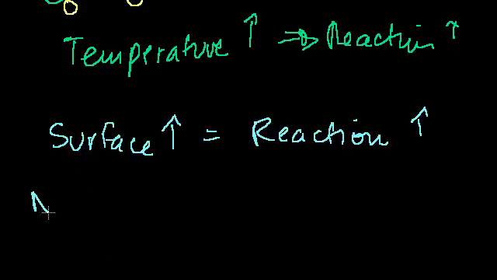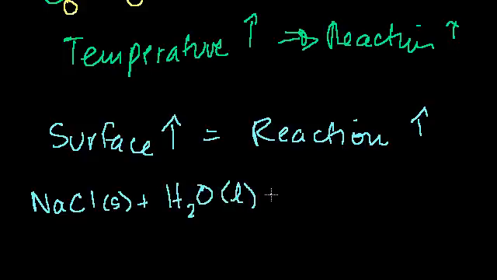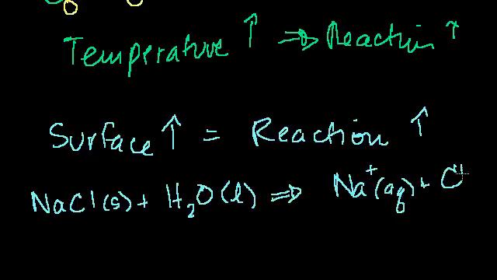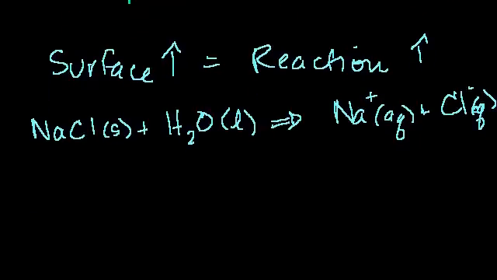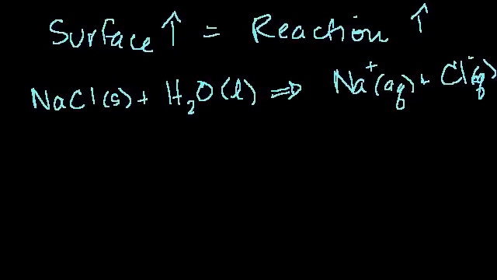we've done this multiple times. Sodium chloride, solid salt, plus liquid water leads to, well, we could think of it a lot of different ways, but we could think of it as sodium cations aqueous plus chloride anions aqueous. So it gets dissolved. And how does that happen? If you have a big block of salt, I'll do salt in gray.